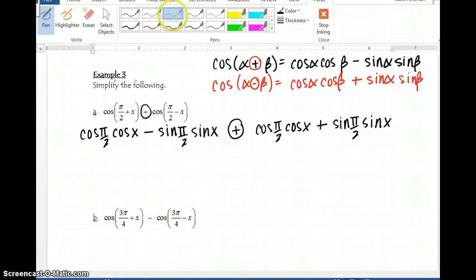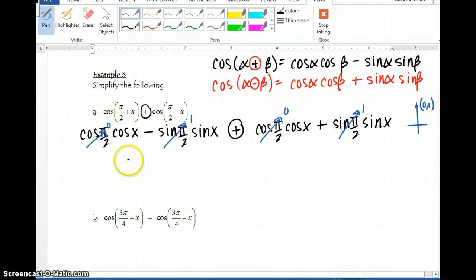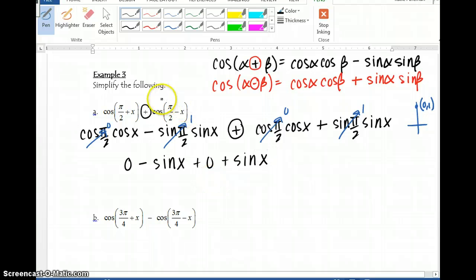Now let's simplify using what we know about pi over 2. Pi over 2 is up here on the unit circle. Coordinates are 0, 1. Cosine of pi over 2 is 0. Sine of pi over 2 is 1. 0 and 1. And then multiplying. Anything times 0 is 0. So I have 0 minus sine x plus 0 plus sine of x. So this entire expression evaluates simply to 0.